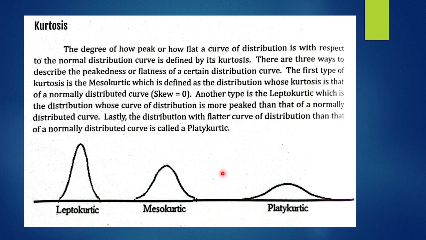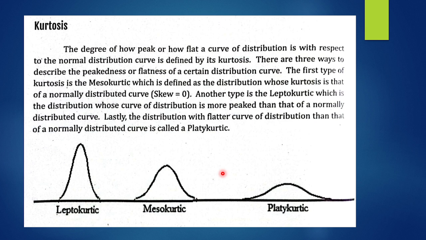Another part of this topic is what we call kurtosis. Kurtosis is the degree of how peaked or how flat a curve of a distribution is with respect to the normal distribution curve, and it is defined by its kurtosis.